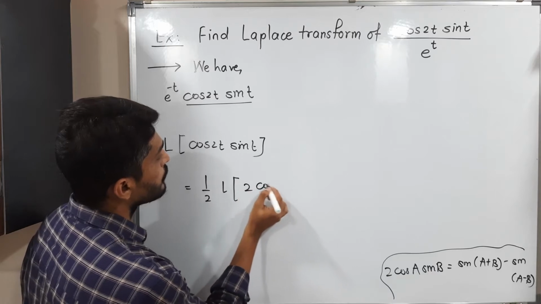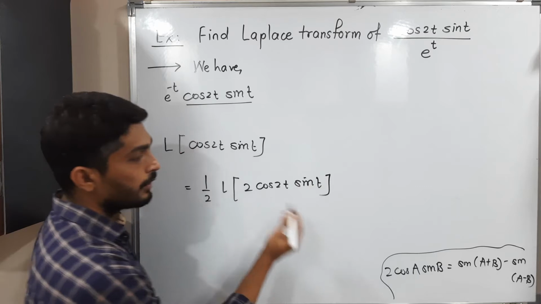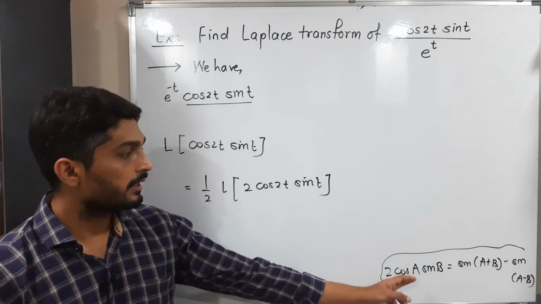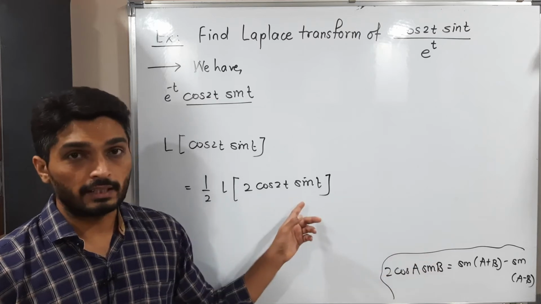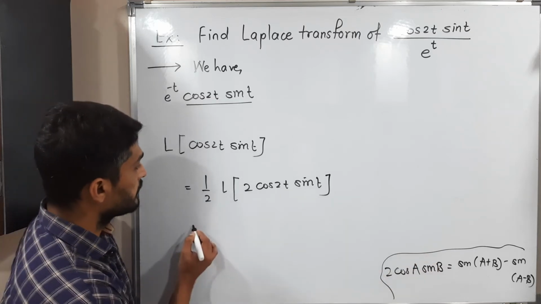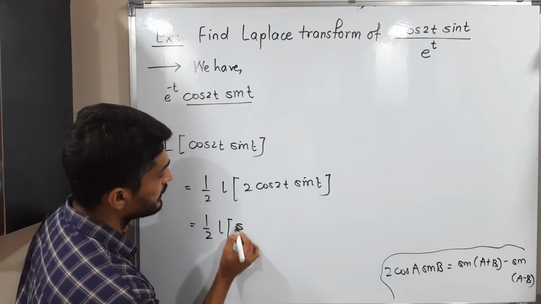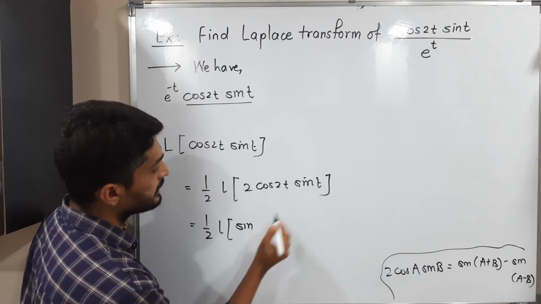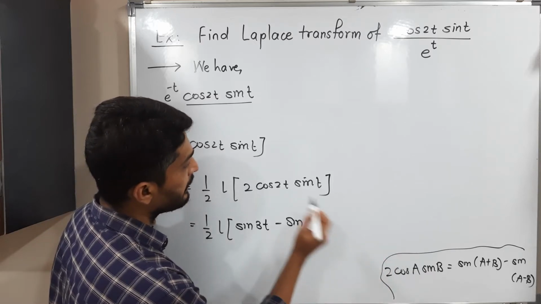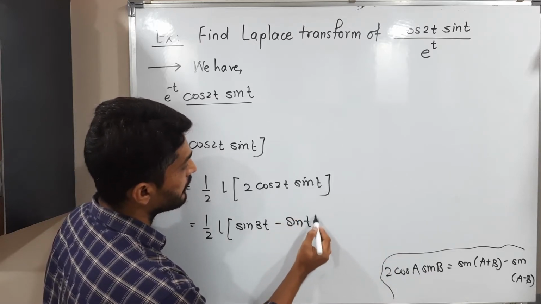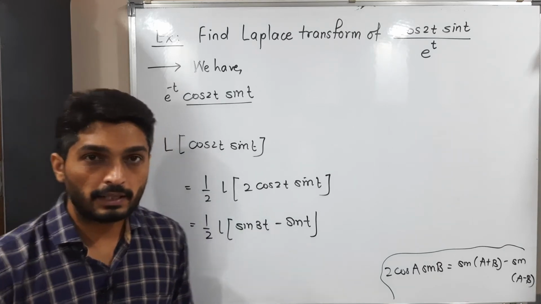So 2 cos 2t sin t. Now we can apply the formula. What is A? A is the angle of cos 2t. What is B? B is the angle of sin t. So let us use that formula. This is equal to 1 by 2 Laplace of, the formula says sin A plus B, 2t plus t, 3t, minus sin A minus B, 2t minus t, t. I wrote it directly. Minus sign is there, so we can take separate Laplace.